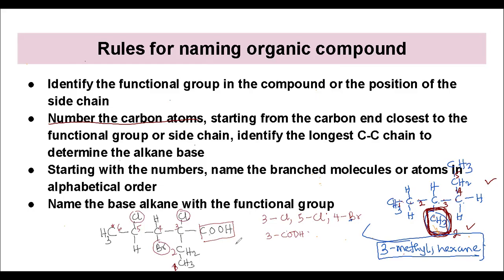And I know the longest chain is 6 carbon, okay? That's hexane. And then the functional group is carboxylic acid. So let me start alphabetical order. Of course, I need to name my side chains first. So my side chains in alphabetical order, 4 bromo, which is this. Then I have my fluoro, 3 and 5. So I'll say this is 3,5 fluoro. Then what else do I have? Oh, I think that is all the side chains.